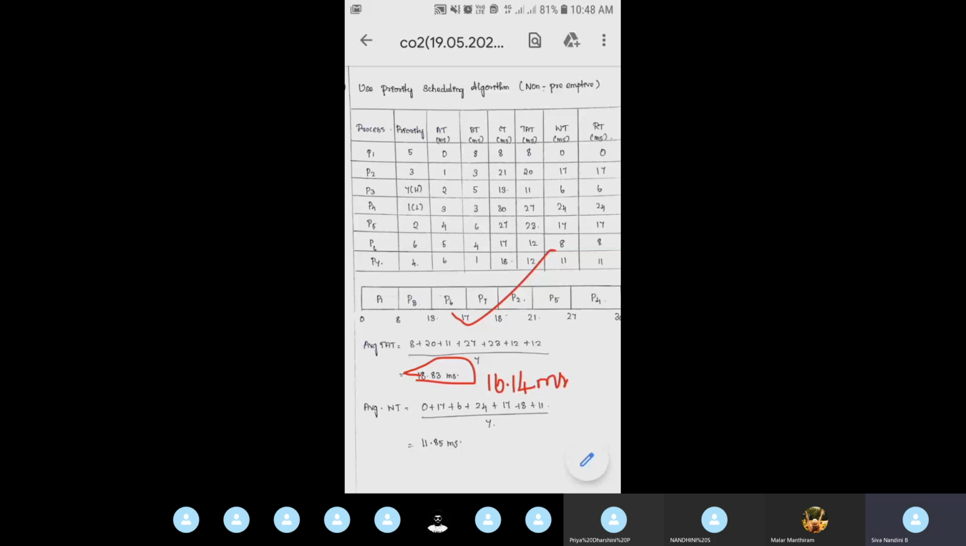Based on priority scheduling, we have seen two types. One is non-preemptive, another one is preemptive. The non-preemptive type is the easy one. That will be scheduling in the CPU based on the priority level. At the 0th millisecond, you'll have only one process, P1, so it will be executed. After that, based on the priority level, the other processes will be executing in the system. This is priority scheduling in the non-preemptive case.